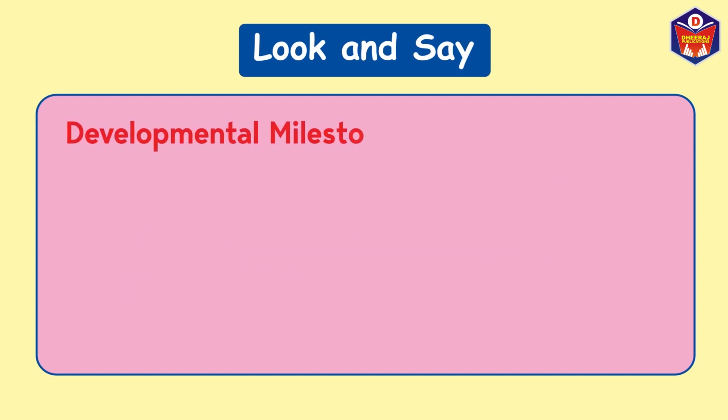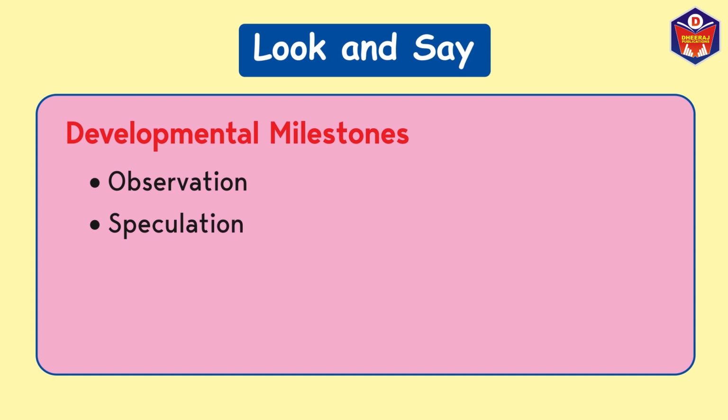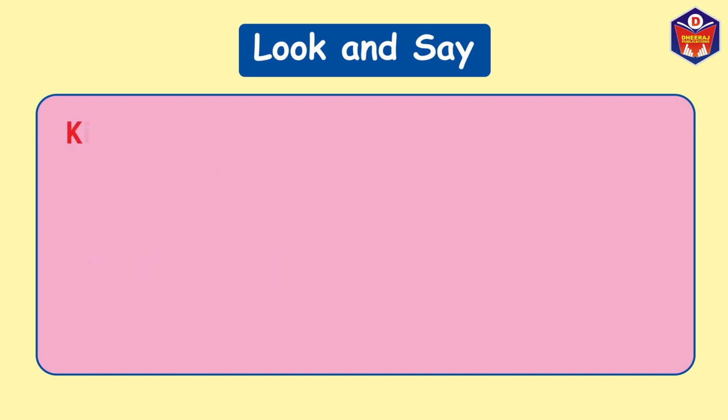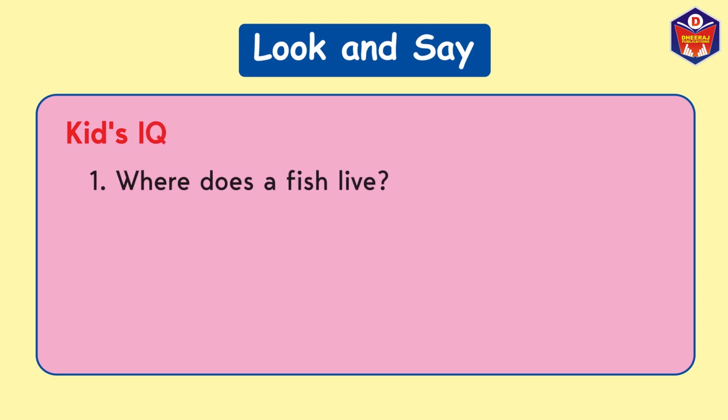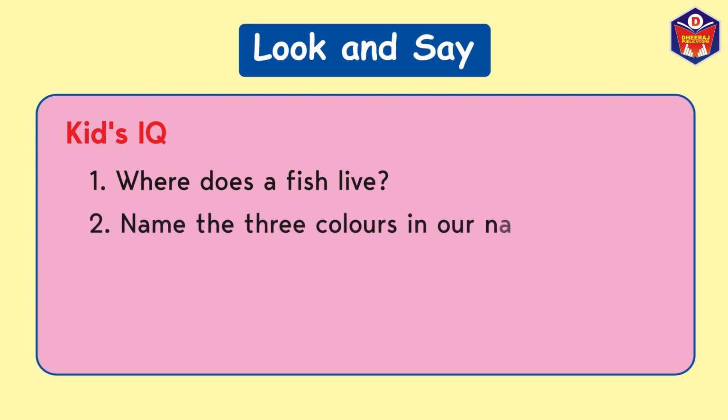Developmental milestones. Observation. Speculation. Analytical thinking. Kids IQ. Question 1. Where does a fish live? Question 2. Name the three colors in our national flag.